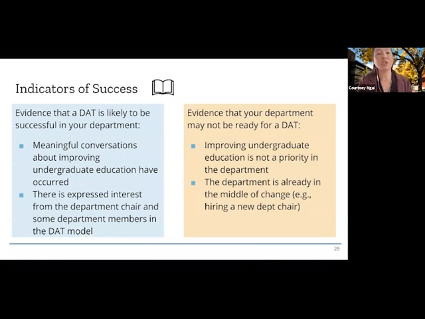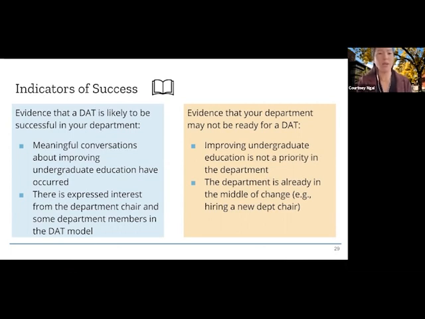At the end of each chapter in our book, we have a section we call indicators of success. This is where we provide some concrete indicators for how you can know whether or not you have achieved the content of that chapter. For example, for the chapter about communication and readiness, we provide some indicators of evidence that a DAT is likely to be successful in your department.